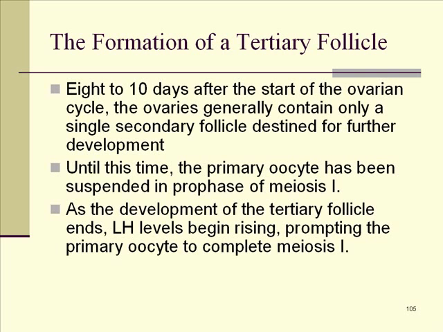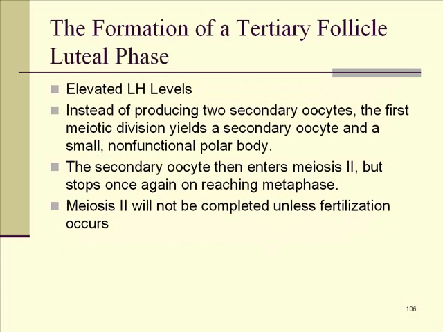And at this time, the primary oocyte has been suspended. If you recall, we talked about it being held at prophase for a period of time. And then development of a tertiary follicle will end, and luteinizing hormone levels, and remember, luteinizing hormone is also produced by the anterior pituitary gland, will prompt the completion of meiosis 1. This is all the effect of the hormones that are secreted.